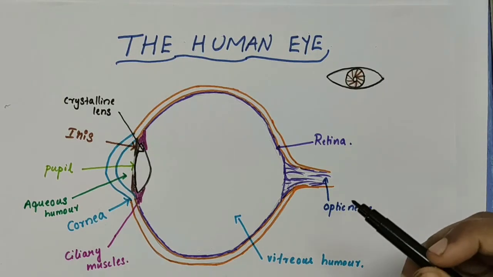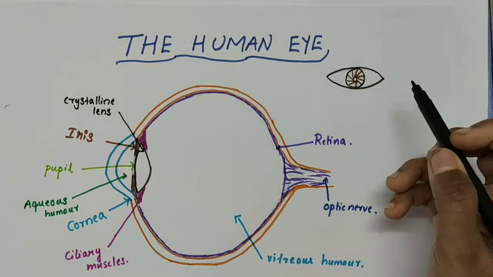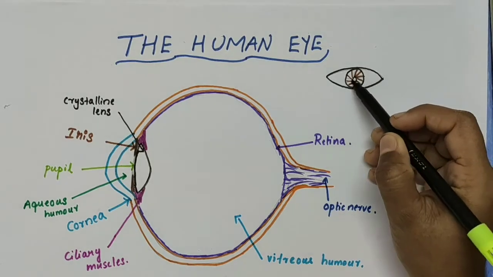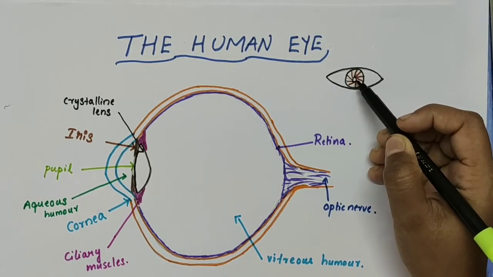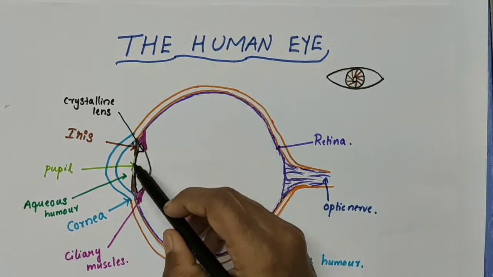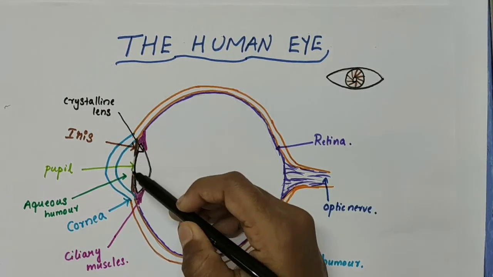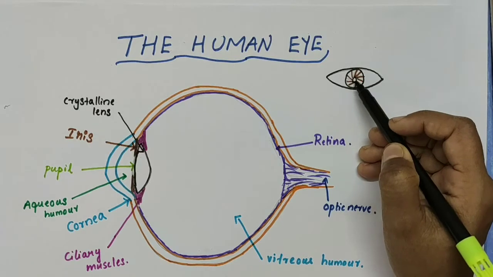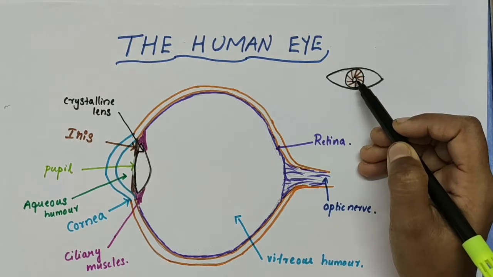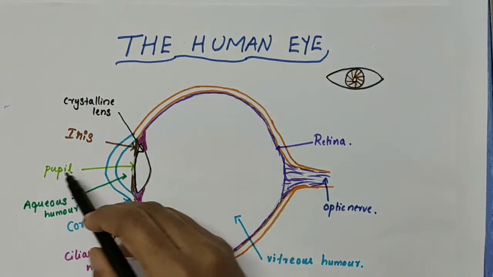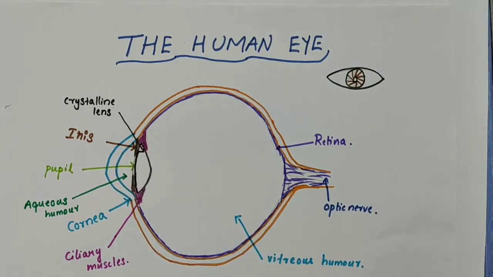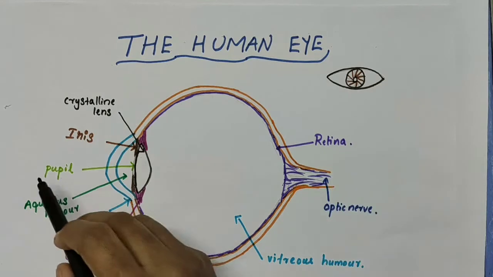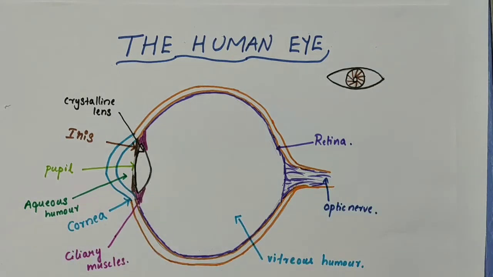We all have a common black spot here, no? That is called the pupil. So that pupil is marked here, an opening somewhere here. We all have this black spot, which is called the pupil, marked here, somewhere here. Now light enters through this pupil.